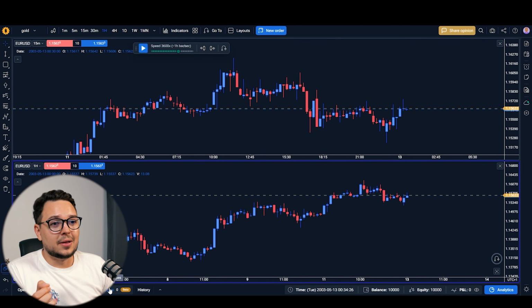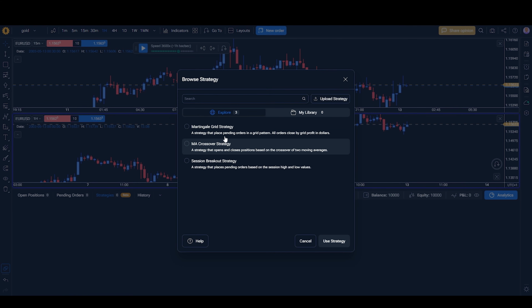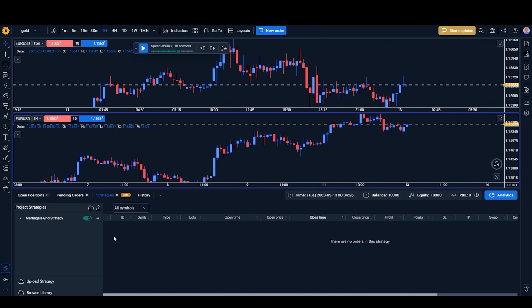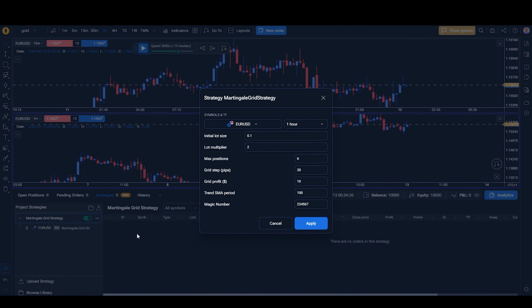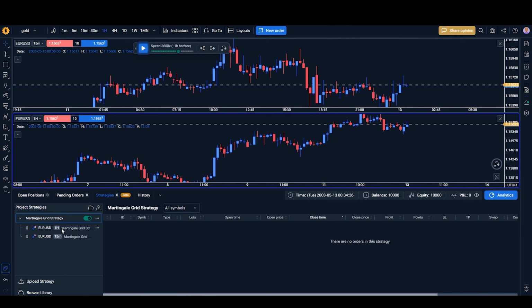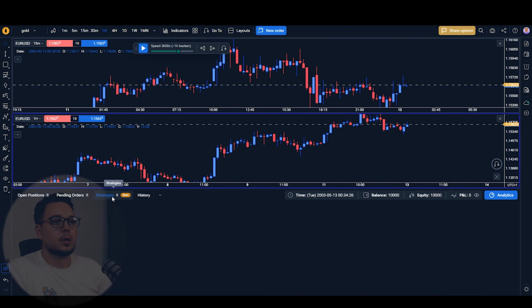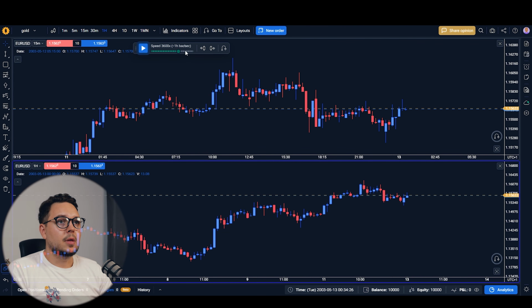But I'm more excited about the automated feature. Browse library, martingale. Look at this. We're gonna apply it one more time. It says the strategy is currently working on that 1 hour time frame. We can click more actions, add to chart, 15-minute time frame. There we go. It's currently working on 1 hour and 15-minute time frame, which is what we want to do. We can close this off and let this run.